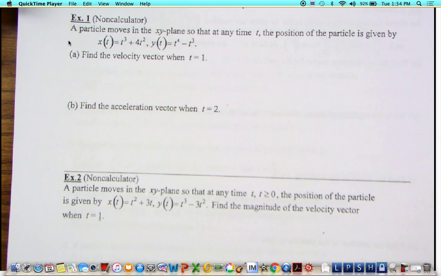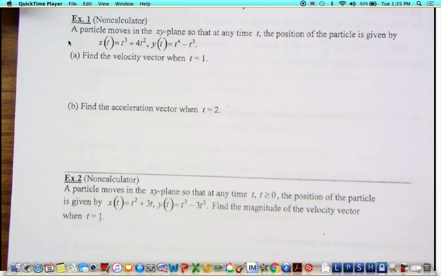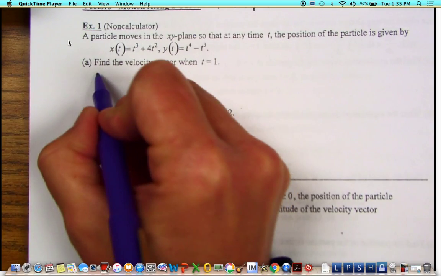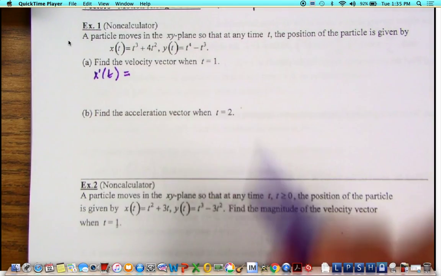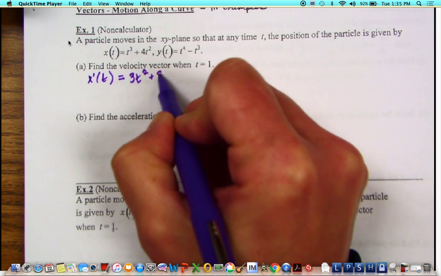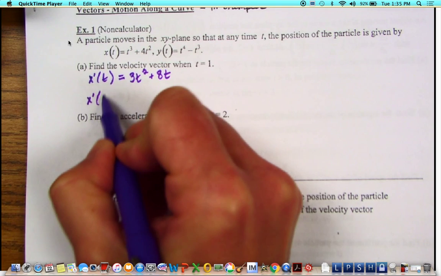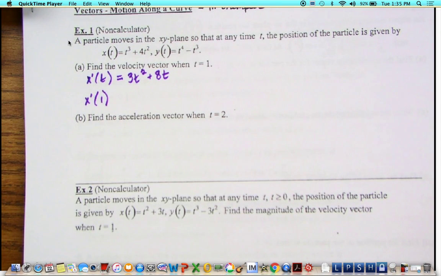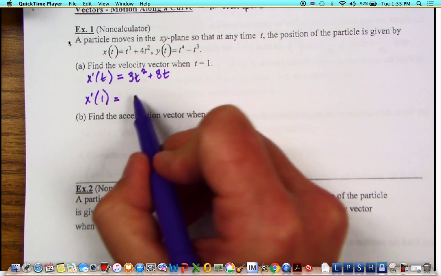I'm not going to do a dy/dx kind of thing. I'm going to do x prime of t, and then plug in 1, and do y prime of t, and plug in 1. If you are ever asked for a vector quantity, you're going to keep those two pieces separate from one another. I'm not going to combine them at all. So for my velocity vector, x prime of t is equal to what? 3t squared plus 8t. And at t equals 1, what's that equal? 11.